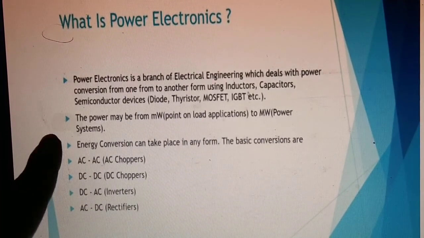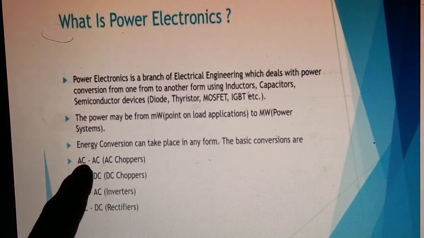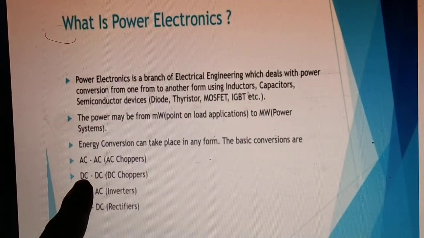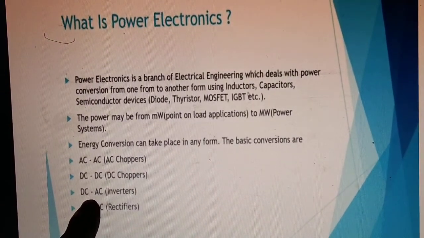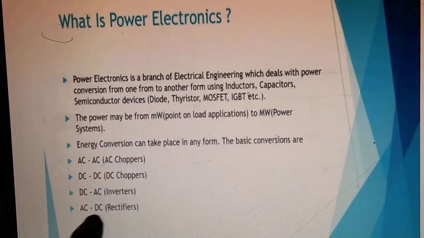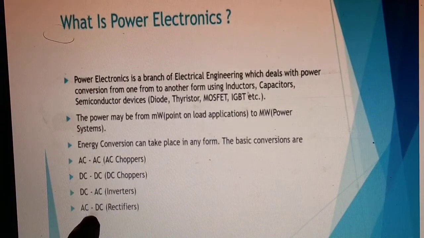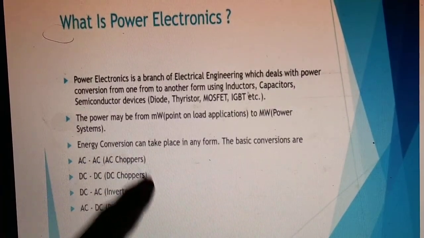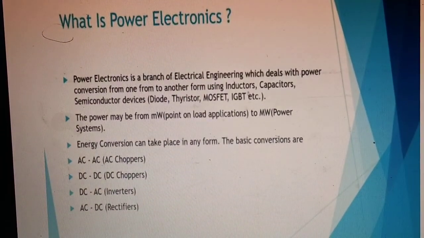Okay, with this energy conversion using power electronic devices, if you are converting from AC to AC, it is called an AC chopper. If you are converting DC to DC, this is called a DC chopper. If you are converting DC to AC, it is called an inverter. If you are converting AC to DC, it is called a rectifier. In these four conversions we are using power electronics. So this is the definition of what power electronics is.